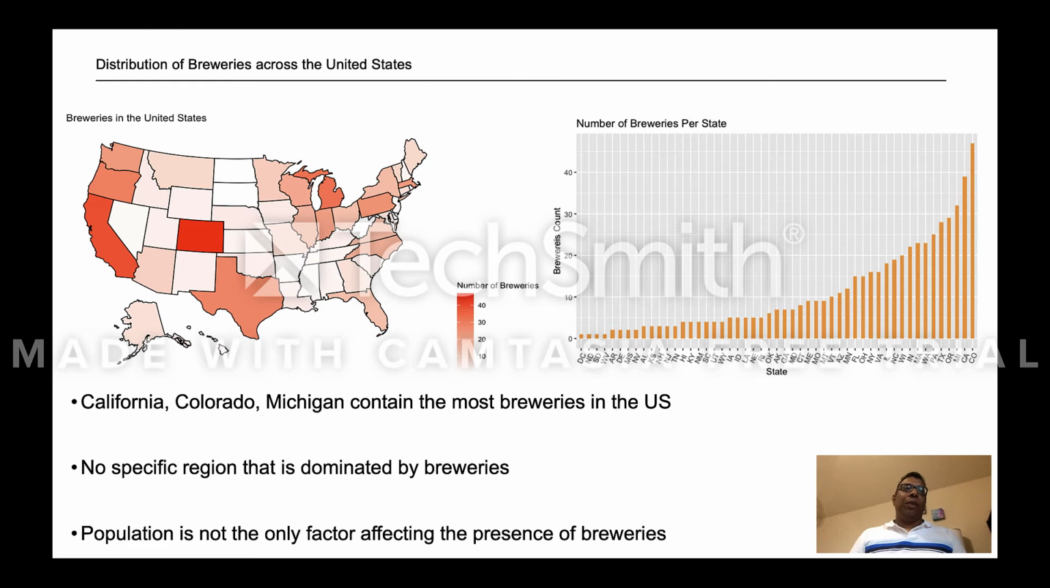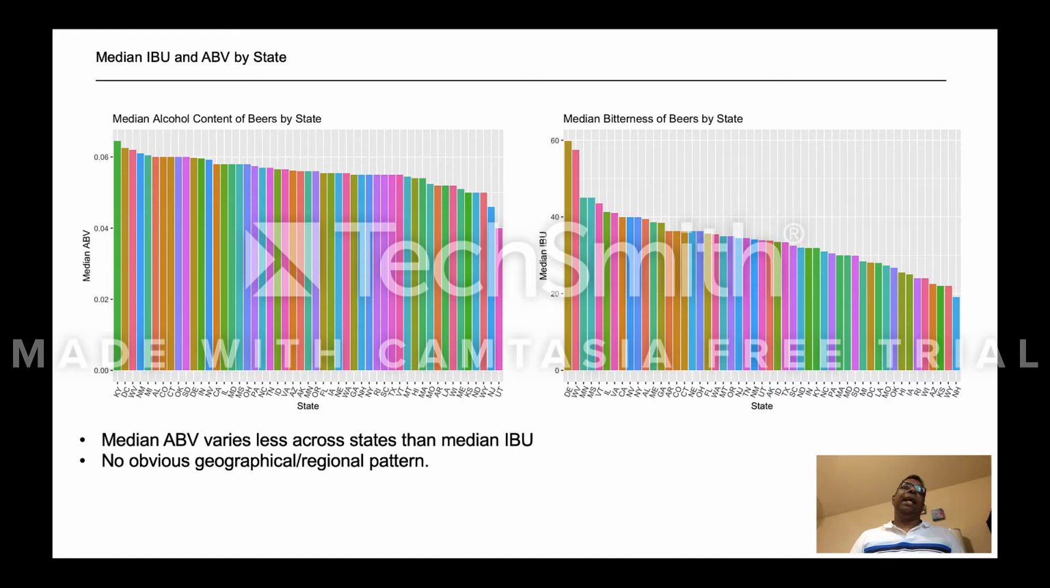Now into actual analysis. This shows the distribution of breweries across United States. We can see California, Colorado, and Michigan contain the most breweries in US. Couple more insights here. There is no specific region like East, West, or other region that's dominated by breweries. And also, the population is not the only factor affecting the presence of breweries. Moving on to the next insight.